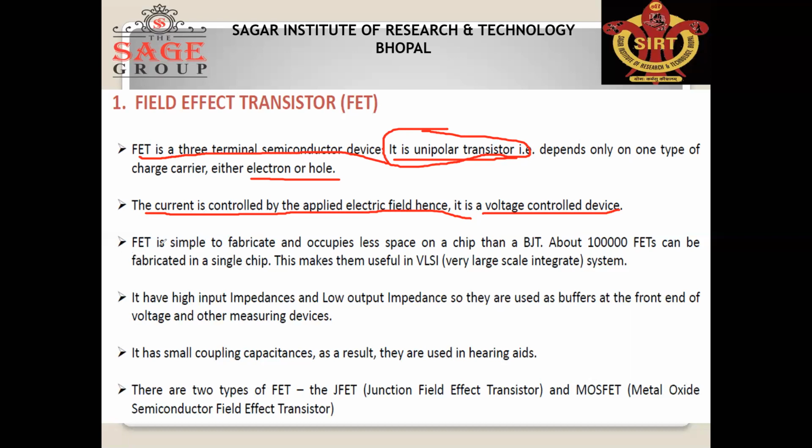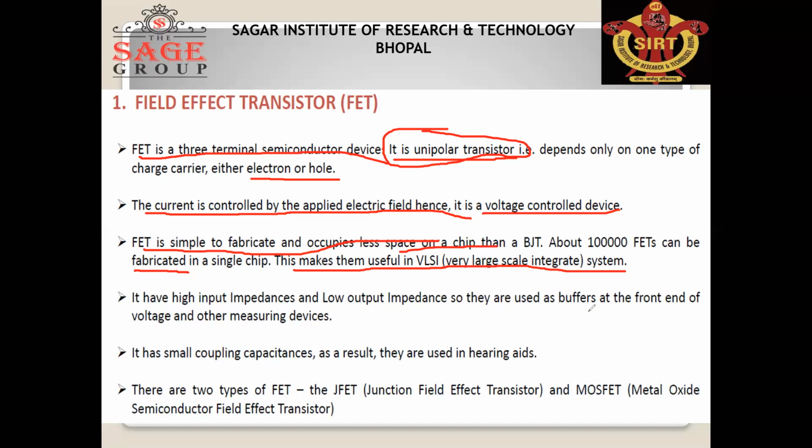FET is simple to fabricate and occupies less space, meaning its circuit density is very high. So on a small space we can fabricate a large number of circuits compared to BJT. This is the biggest advantage of FET, that it has a higher circuit density than BJT. That's why FET is useful in VLSI, very large scale integrated systems.